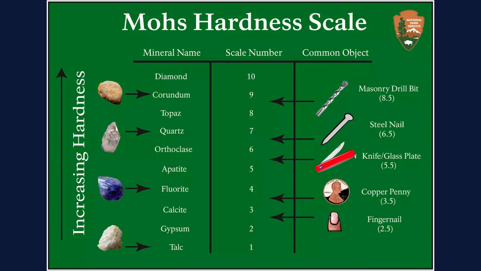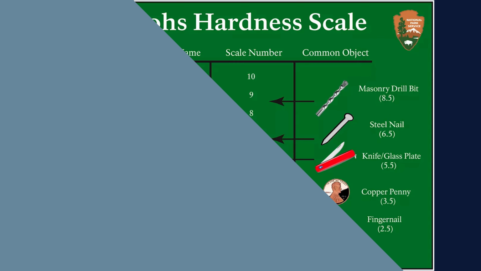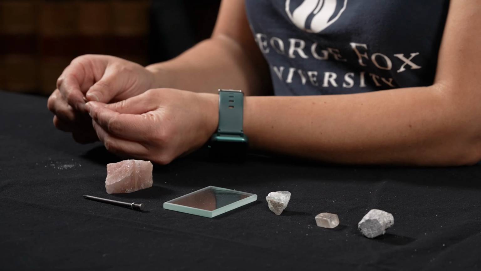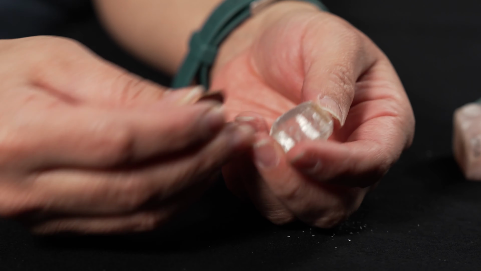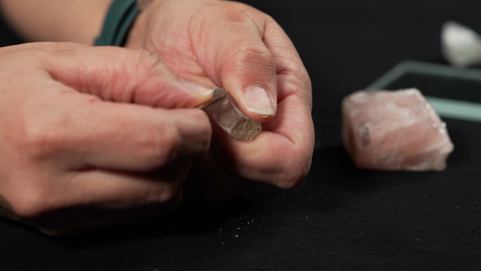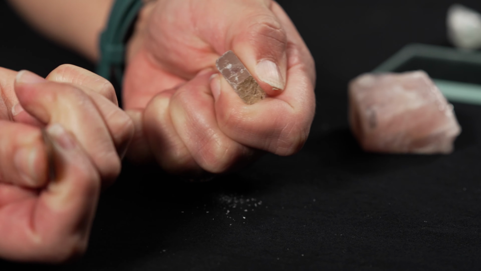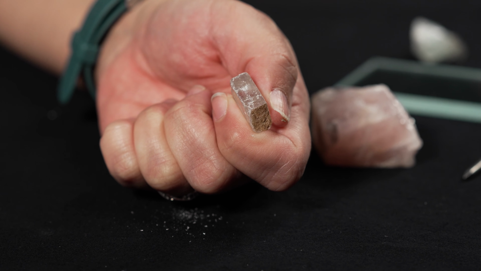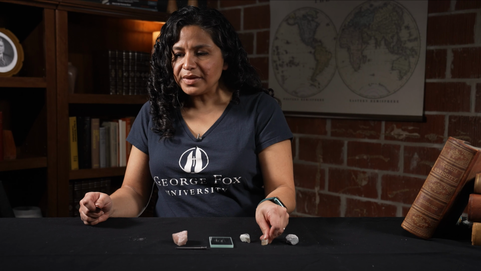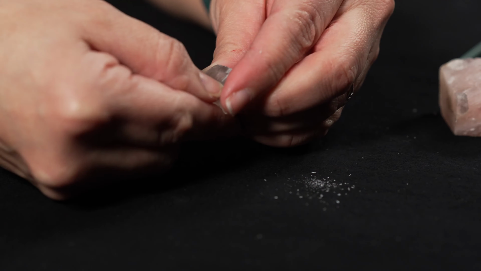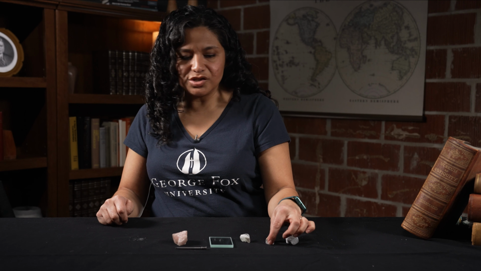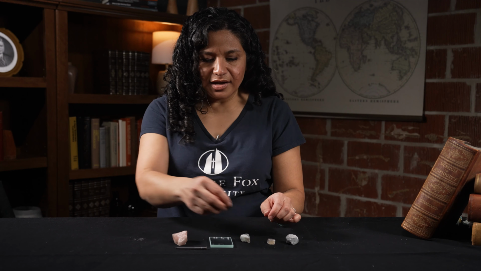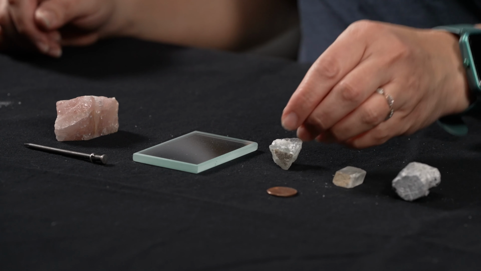The next thing that you can test it with is a copper penny. So we're going to go ahead and test calcite with a copper penny. So here's calcite. And you basically just want to scratch the penny on it, and you can see that the penny does scratch. So a copper penny is around a 3.5, so we know that it is softer than a copper penny. Calcite would be lower than a 3.5, but the fingernail does not scratch it, and so it is more than a 2.5.